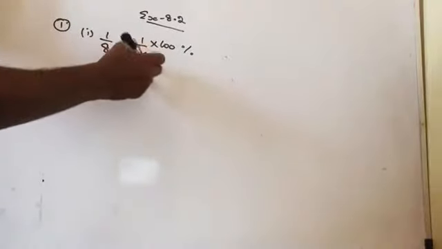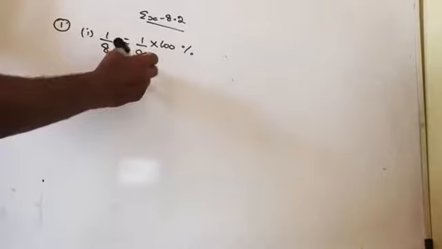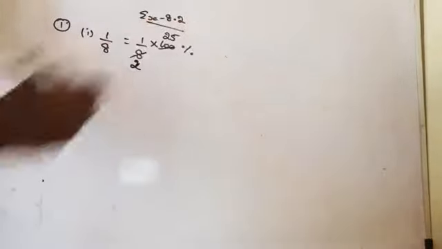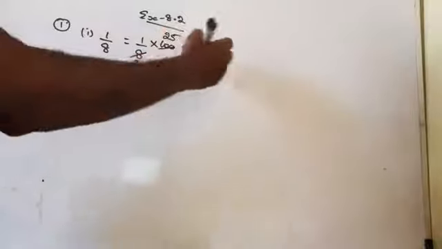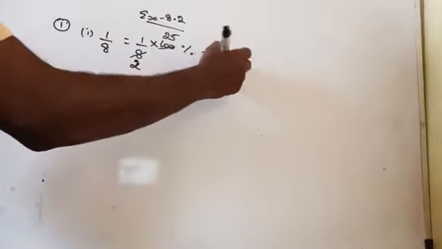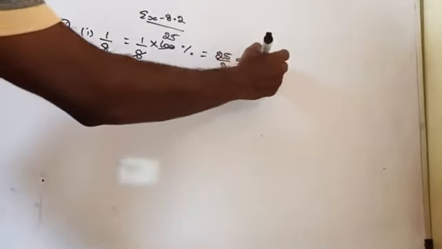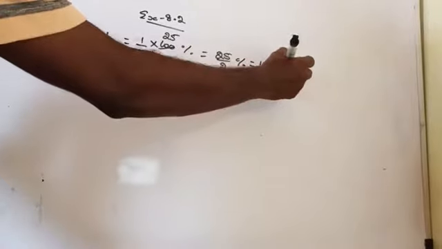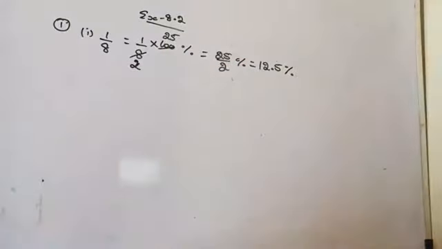So 4 2s are 8, otherwise 2 4s are 8. 25 4s are 100. So 25 by 2 percentage, that is equal to 12.5 percentage. Am I right here?